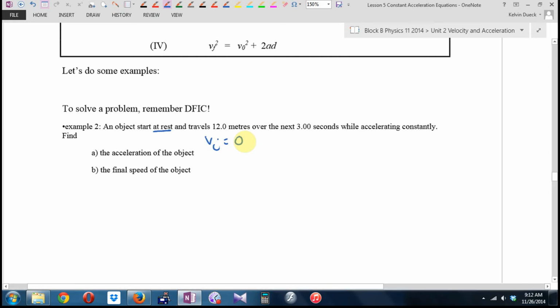What else do I see? 12? What else do I see?